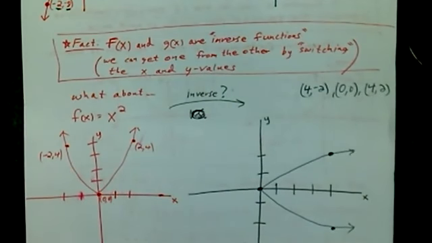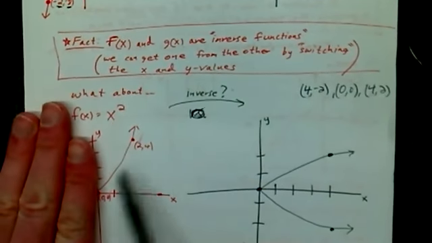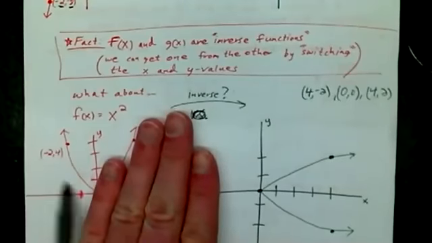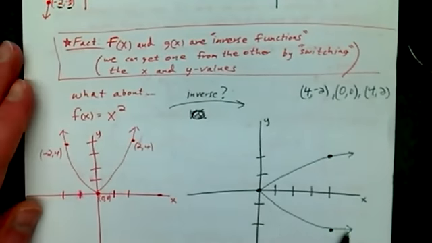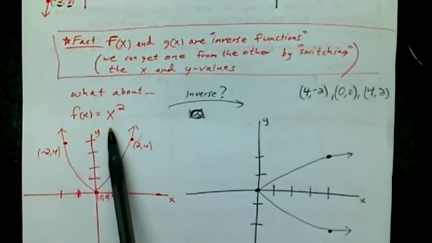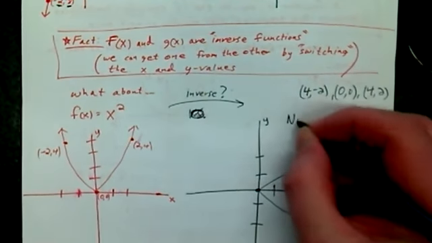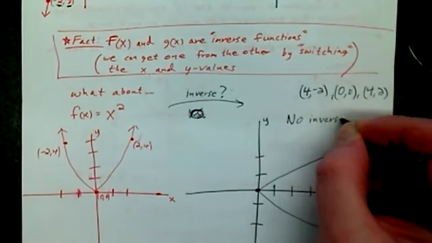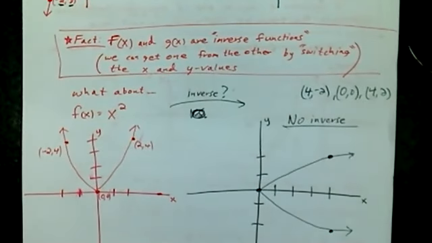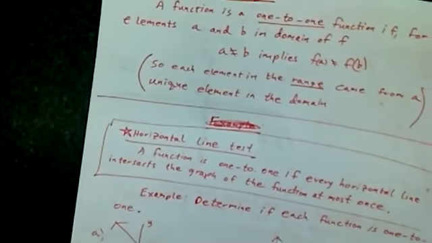Well, unless we restrict the domain of x squared specifically to only the positive x values or the negative x values, we're going to get something that isn't a function. So not all functions have inverse functions. Okay, that won't always be true. So in this case, there is no inverse for x squared.